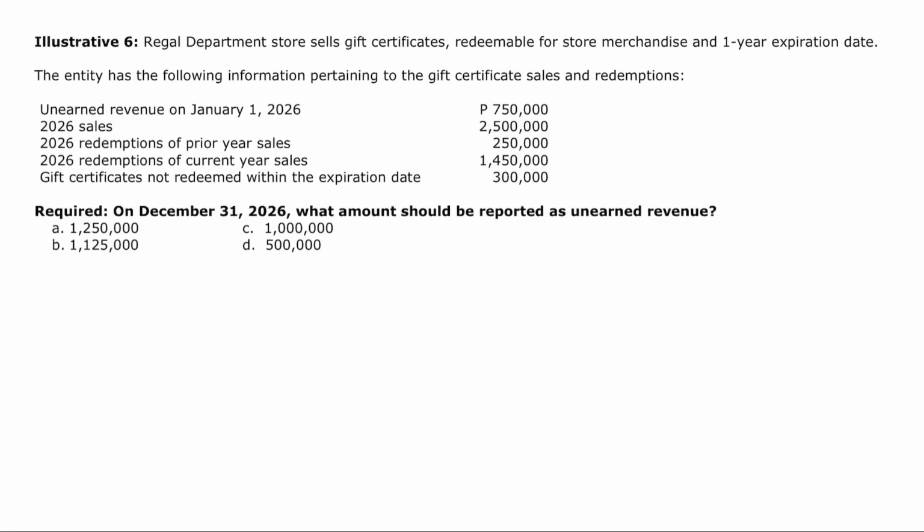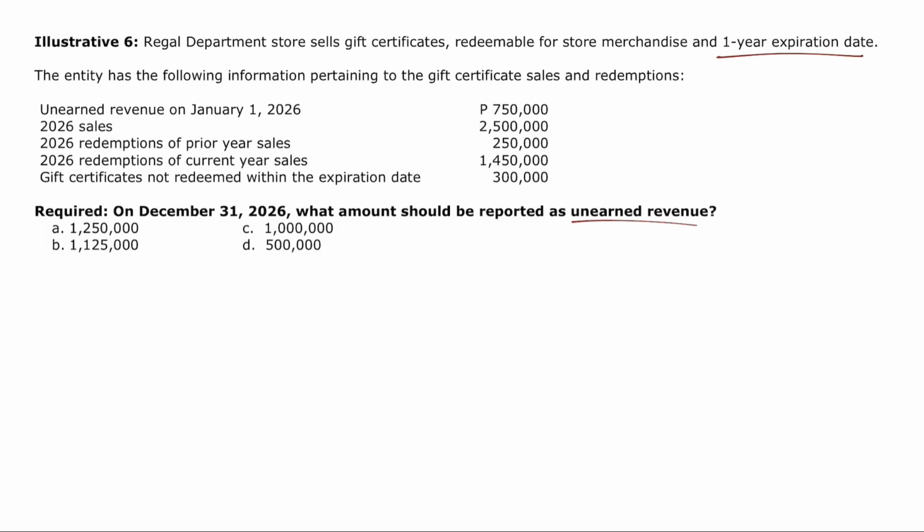Now, punta tayo sa illustrative problem number 6. Regal Department Store sells gift certificates redeemable for store merchandise with a 1-year expiration date. Right? Meron siyang 1-year expiration date, no? The entity has the following information pertaining to the gift certificate sales and redemptions. The requirement here, once again, is on December 31, 2026, what amount should be reported as unearned revenue.